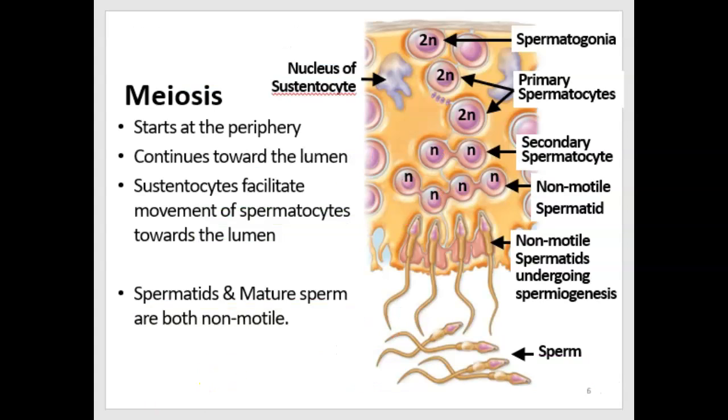So I'm going to review a little bit of the anatomy of meiosis. It's kind of interesting. This is the outer wall of the seminiferous tubule up at the top. And down here is the lumen. And I guess you can tell that because there's some mature sperm floating there.